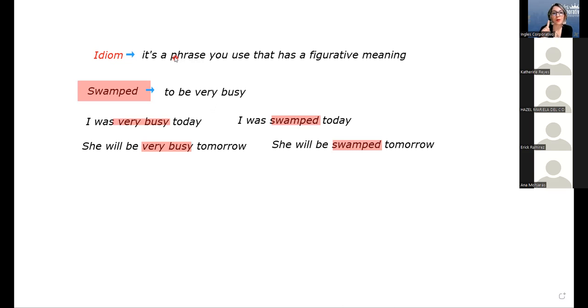Okay, can you give me one example, please? Can you make one sentence, please, using swamped? Please think about one example using swamped.